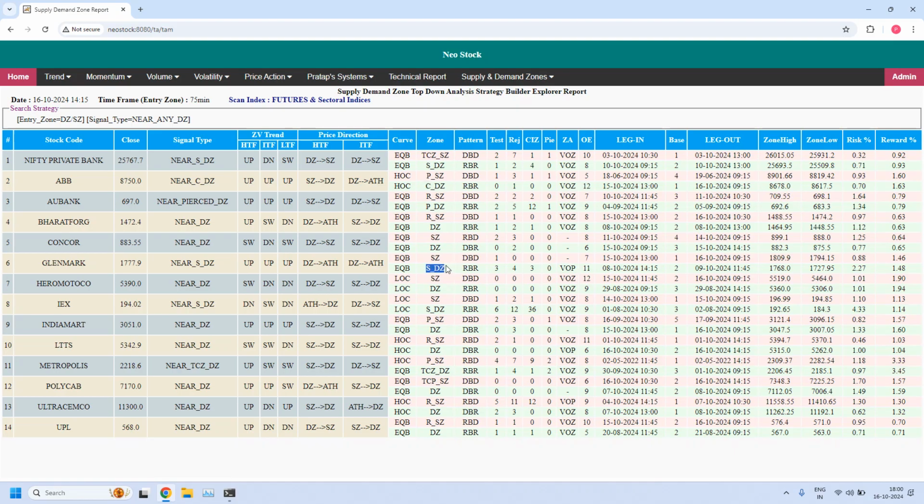Glenmark is having a 75 minutes high liquidity demand zone. IEX is having a high liquidity 75 minutes demand zone. So that's it. These are the high liquidity 75 minutes demand zones from this list.